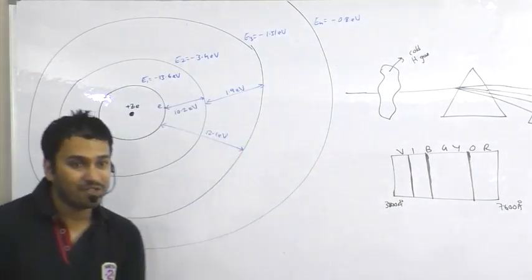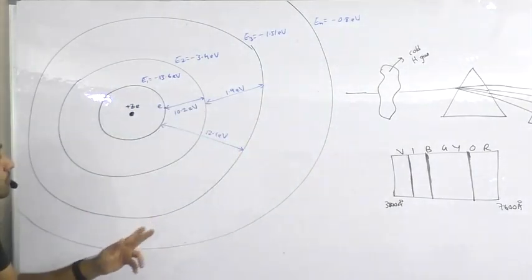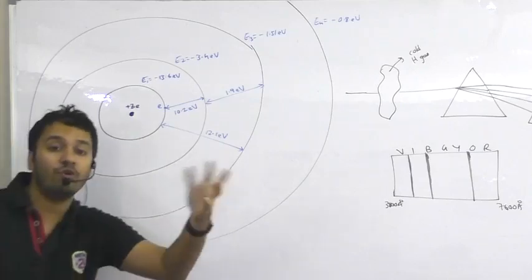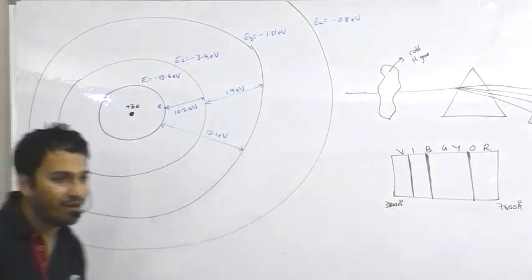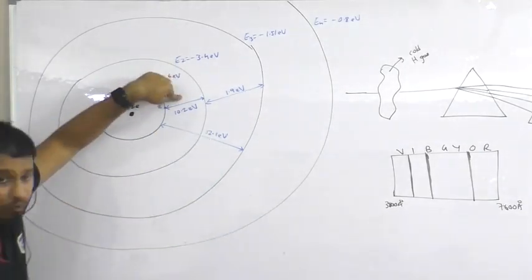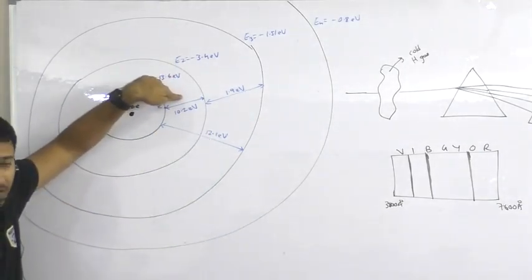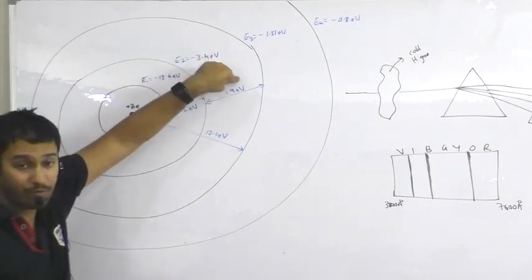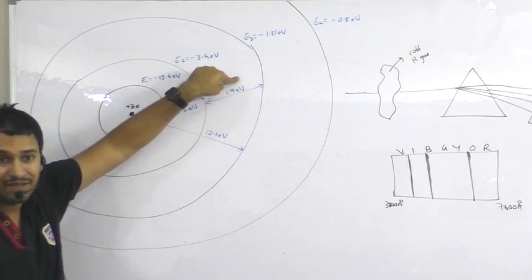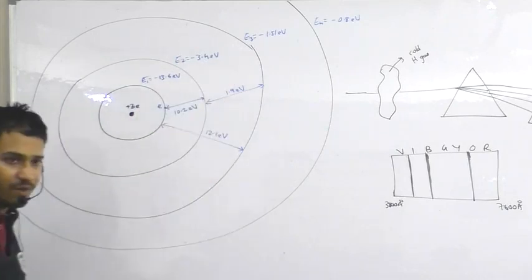These missing photons must have energy equal to the difference in energy between the orbits. Yes or no? Which photons will be missing from here? The photon which has energy 10.2 electron volts will be missing. The photon which has energy 12.1 will be missing. The photon which has energy 1.9 will be missing. Yes or no? Which is the photon which has energy 1.9 electron volts?